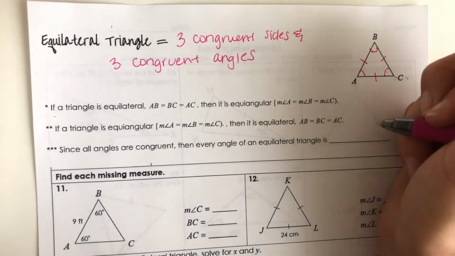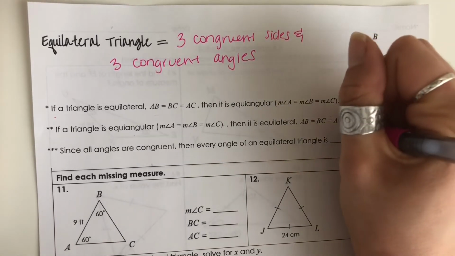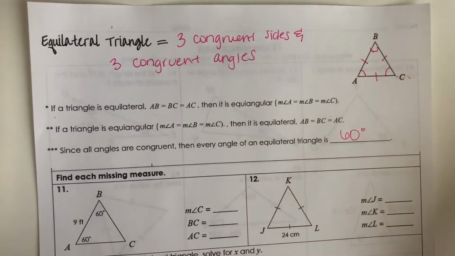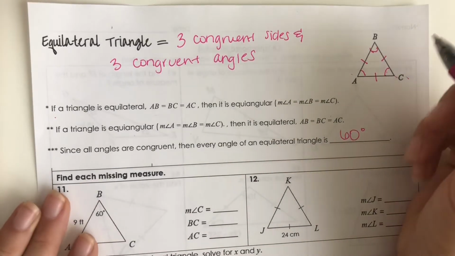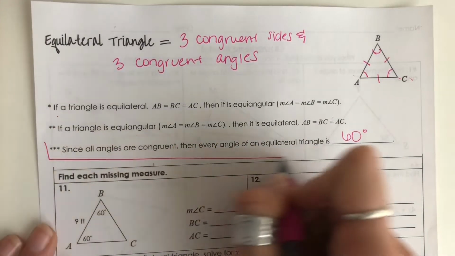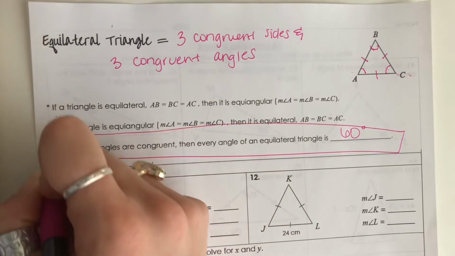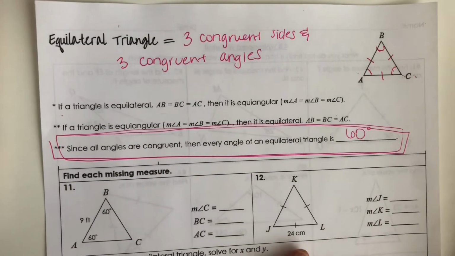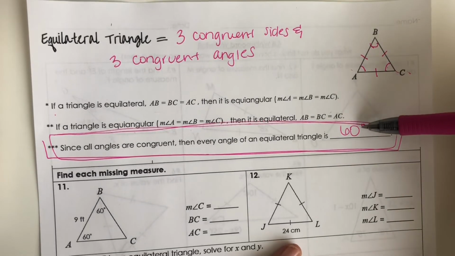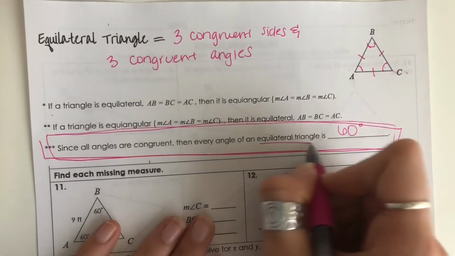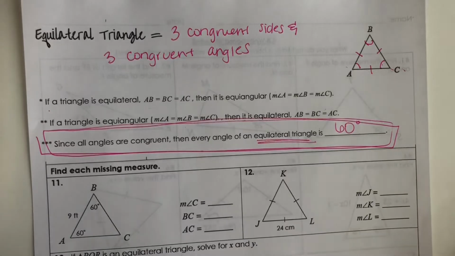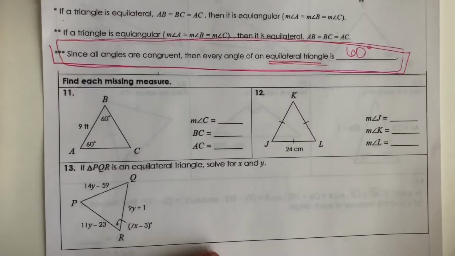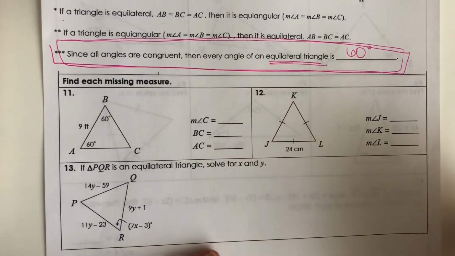So since all angles are congruent, then every angle of an equilateral triangle is always 60 degrees. Star this, underline it, circle it, square it, something. It's very, very important. Every single angle in an equilateral triangle is always 60 degrees. So let's use that to solve some problems here.